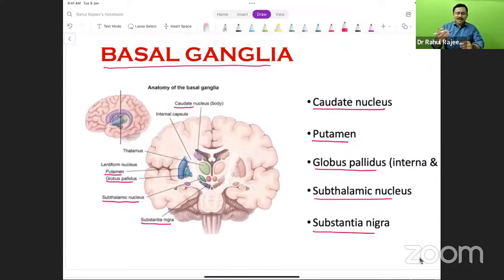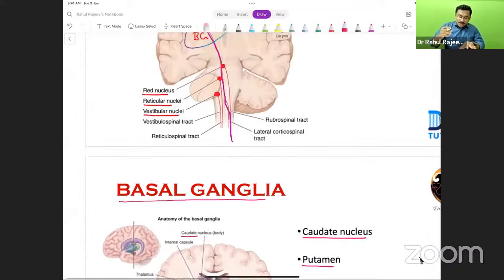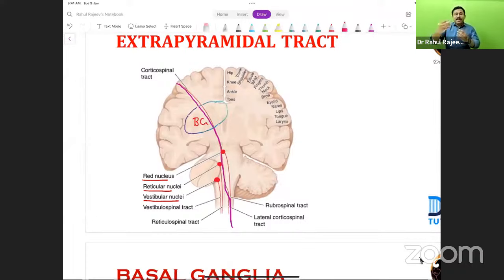Why is sir telling about all these basal ganglia structures? He was teaching some extra pyramidal pathway. There is a reason for that. As I told you, the basal ganglia is having very good connections with these nuclei that I told about, red nucleus, reticular nucleus, vestibular nucleus. And from these nuclei, you have got various tracts as well. Red nucleus to spinal cord, rubrospinal tract. Reticular nucleus to spinal cord, reticulospinal tract. Vestibular nuclei onwards, vestibulospinal tract. You have got all these descending tracts. Got it?